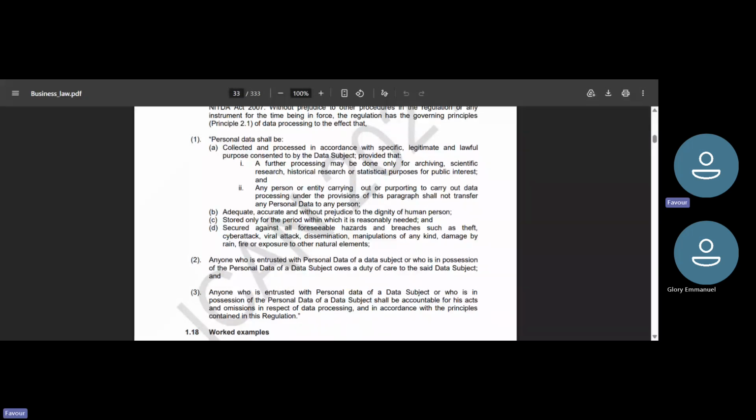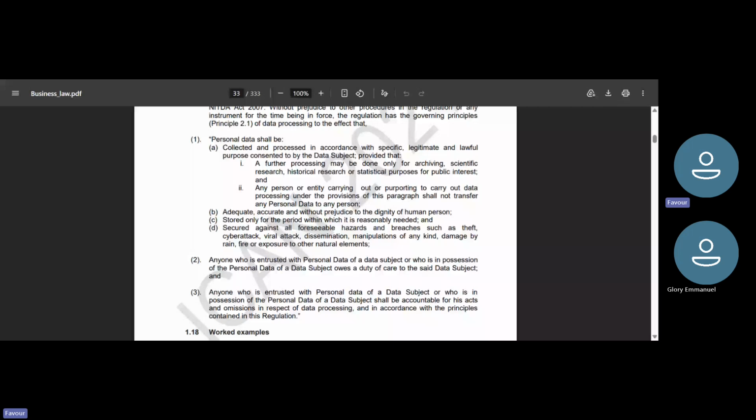The second principle is that anyone who is entrusted with personal data of a data subject, or who is in the position of a holder of personal data of a data subject, owes a duty of care to the said data subject. So as long as you are in possession of the personal data of someone, you have a duty of care. Duty of care is just like handling that information with utmost care.